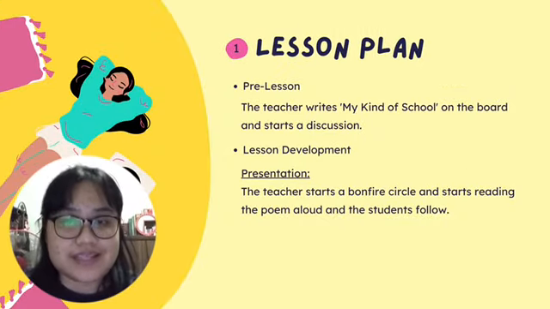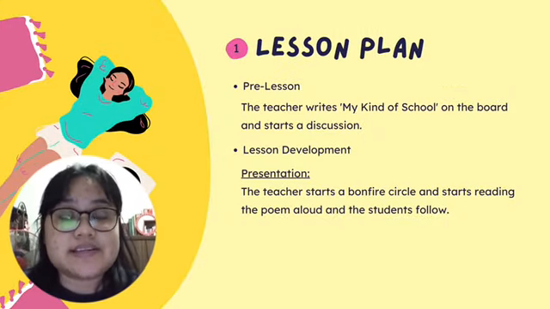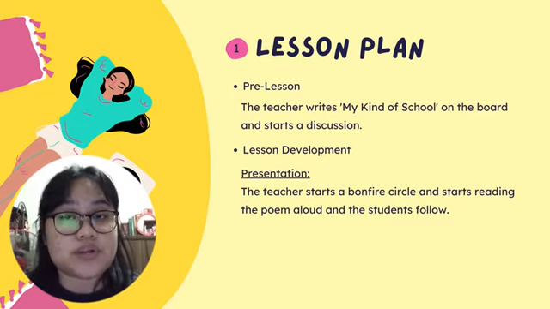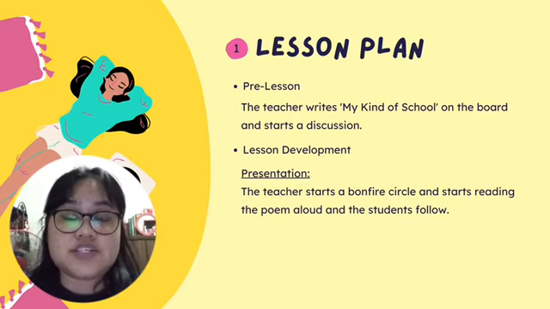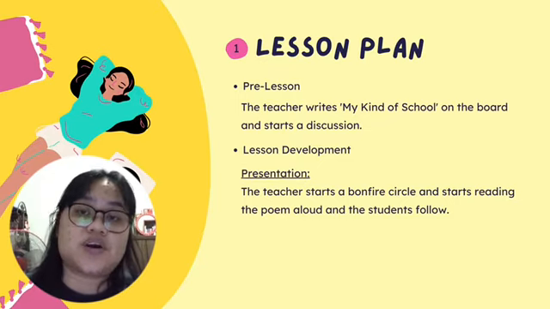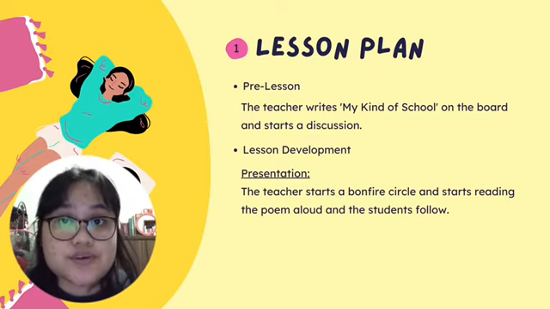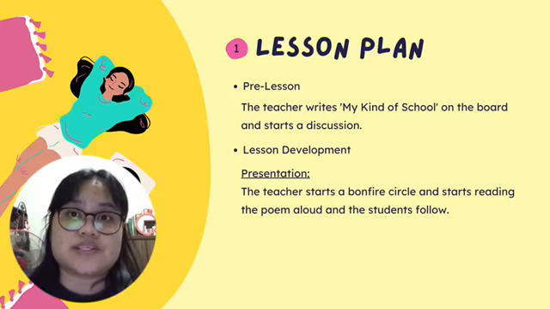Now let's talk about the lesson. During the pre-lesson, the teacher will write the title of the poem, My Kind of School, on the board and start a discussion. The teacher will ask a series of questions regarding the title as a prompt for the students, such as, can you describe your school? Do you think all schools look the same?